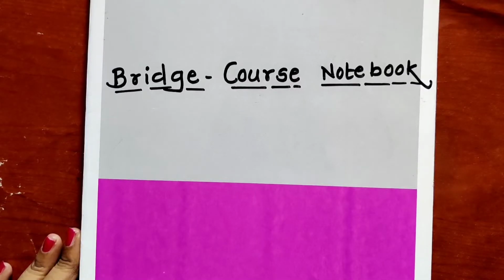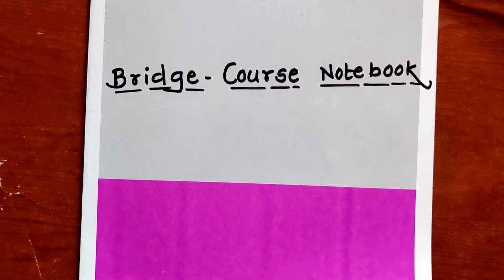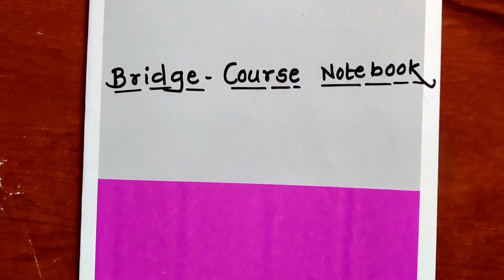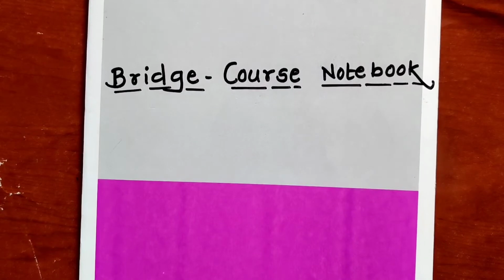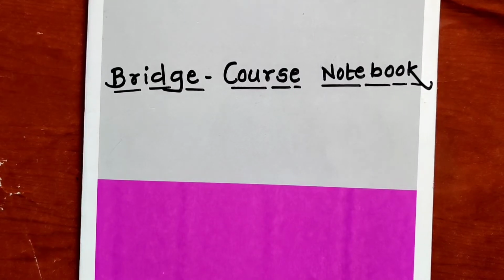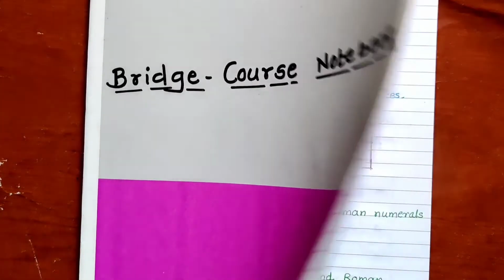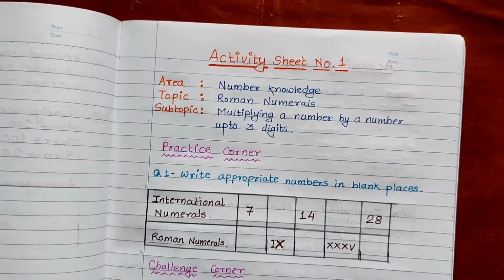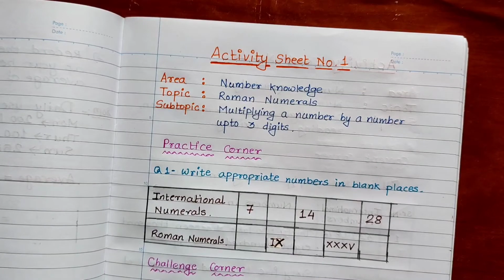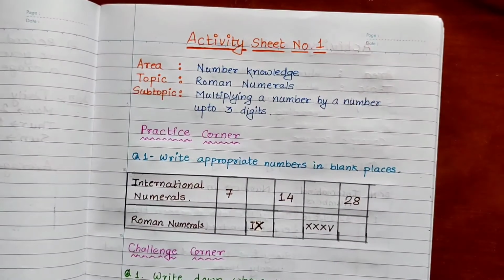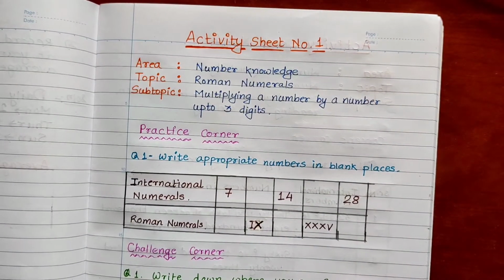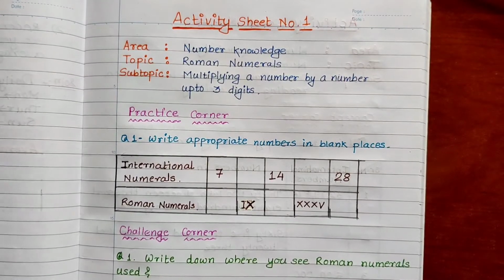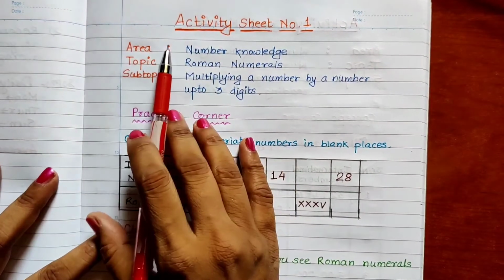So children, as you all can see, this is my bridge course notebook, and on the first page you all have to write your name, roll number, your standard, division, everything, and then you can start writing your bridge course activity sheets. So instead of day 1, you will have to write activity sheet number 1. Do not write day 1. Instead of that, write activity sheet number 1 as I have written over here.